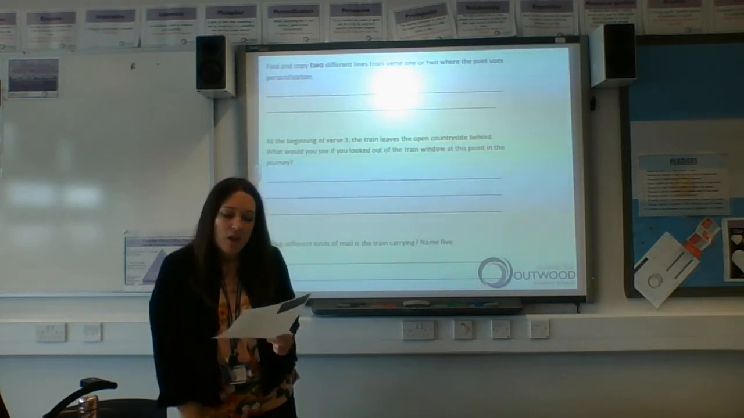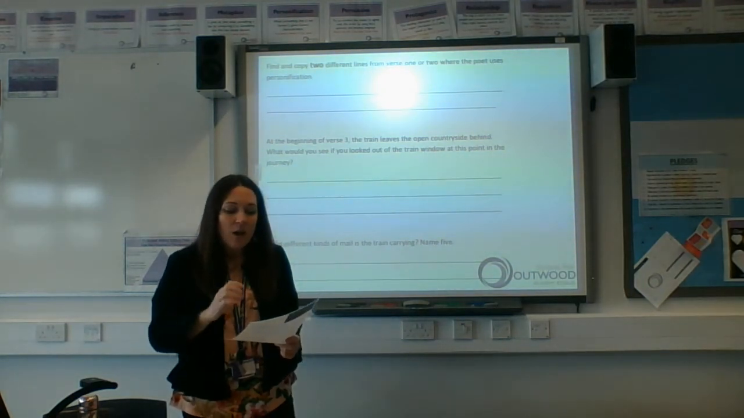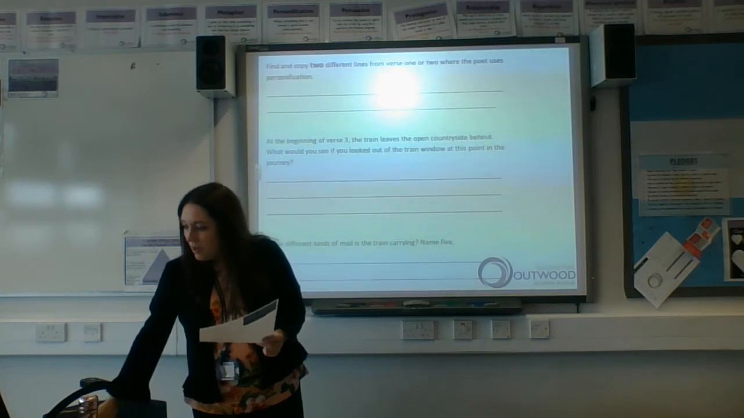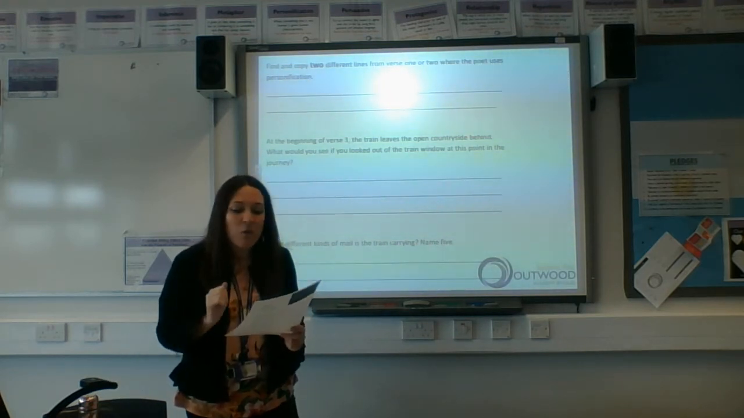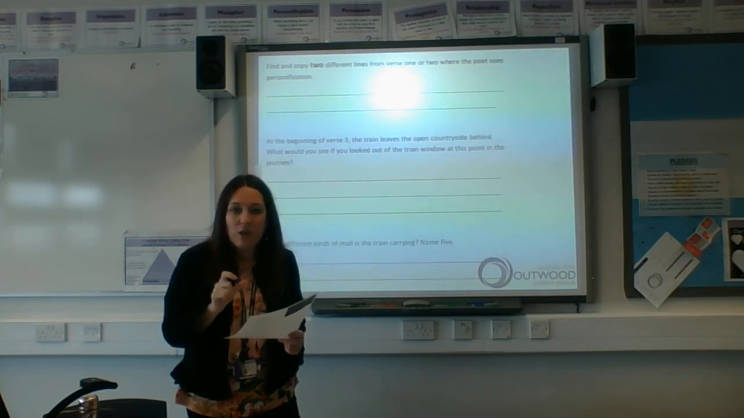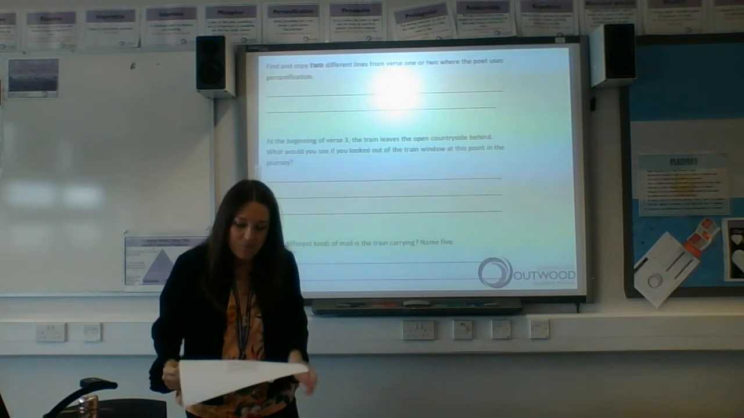At the beginning of verse 3, the train leaves the open countryside and leaves it behind. What would you see if you looked out of the train window at this point in the journey? So have a good look at verse 3. I'll read it to you now.